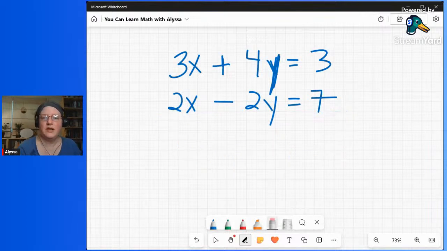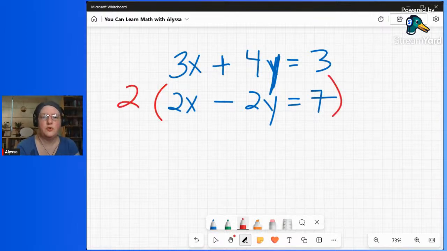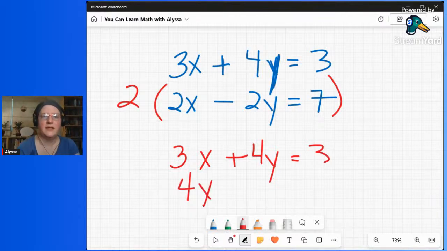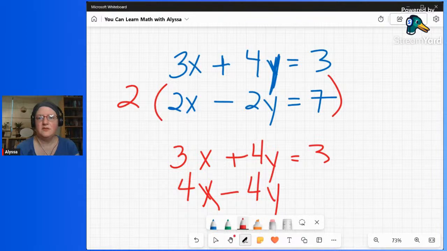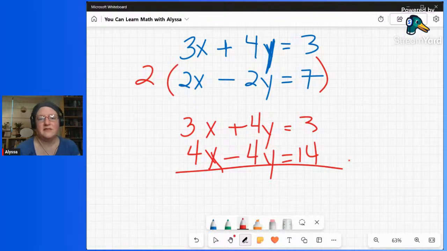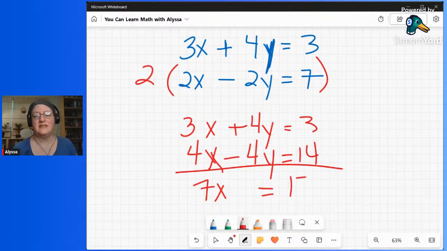So like for this one, I would go, okay, these are pretty close to canceling. If I multiply all of this by 2, I've got my same first equation. Then I've got 2 times 2x is 4x, 2 times negative 2y is negative 4y, and 2 times 7 is 14. And I go, okay, now when I add everything together, 3x and 4x is 7x. The y's cancel out. They're gone. And then I get 3 plus 14 is 17.